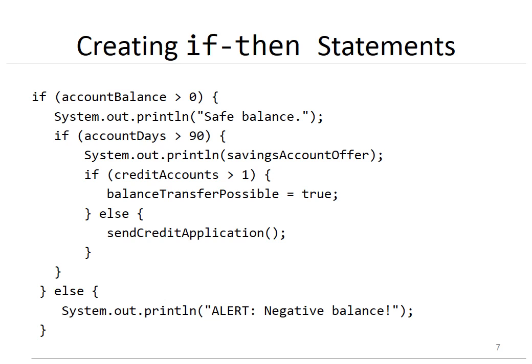If the number of credit accounts is bigger than 1, then the balance transfer possible variable is set to true. If the number of credit accounts is not bigger than 1, the method send credit application is invoked. This closes the inner if-then statement and brings us one level higher. If account days is lesser than or equal to 90, nothing special happens. This closes the second inner if-then block and brings us to the outer if-then statement. If account balance is less than or equal to 0, the message alert negative balance will be printed.